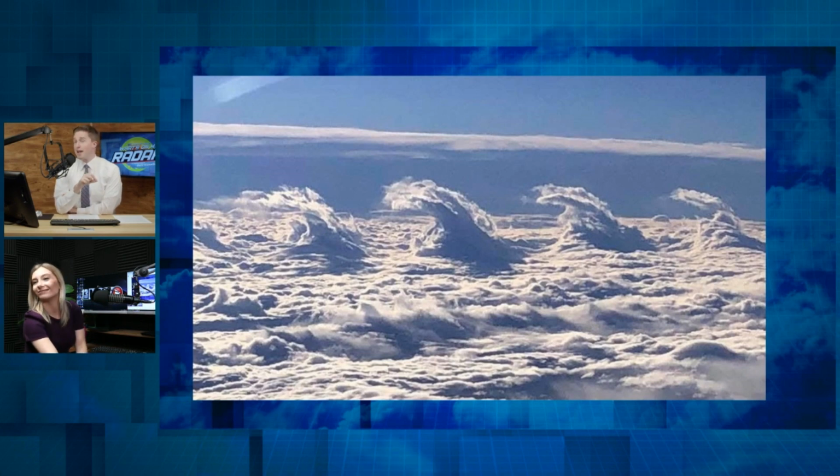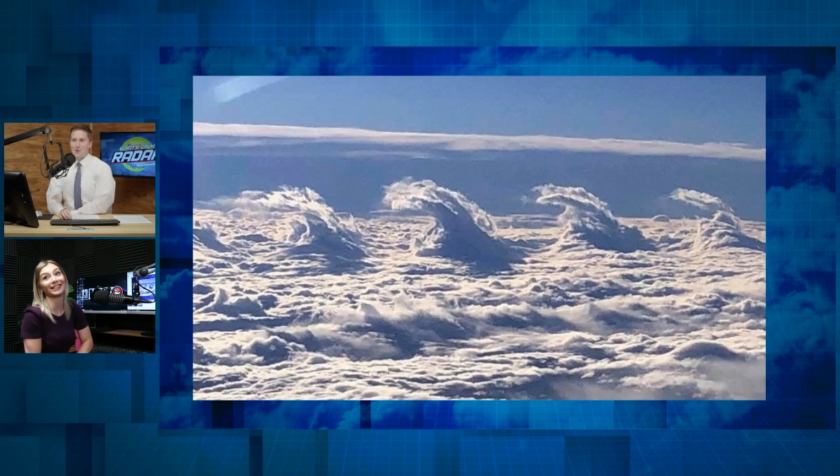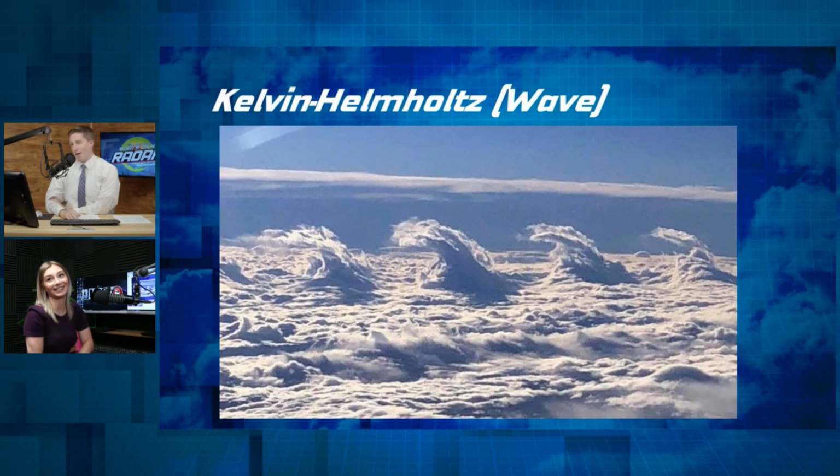There is an actual technical term for this one, but wave cloud is generally the accepted one because most people can't even pronounce the other one. Well, then there's no way I'm gonna guess it. You want me to go for it? Can you pronounce it? I can. Okay, go ahead. It is Kelvin-Helmholtz clouds. Yep. So they're named after two people.